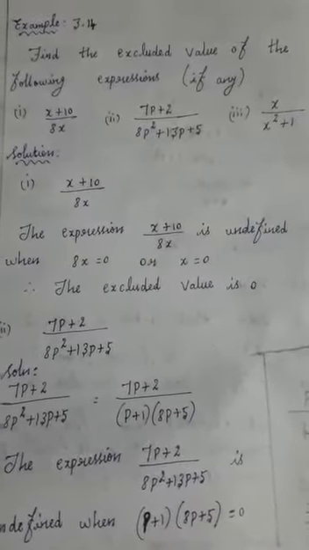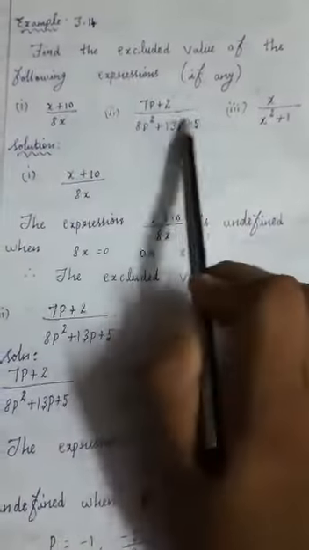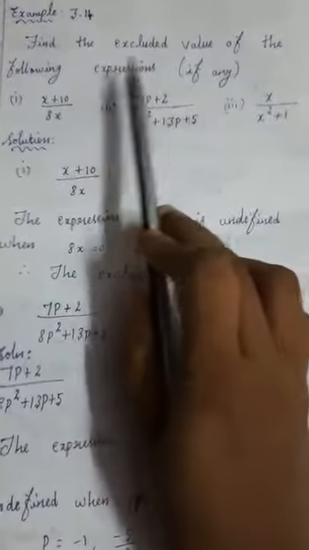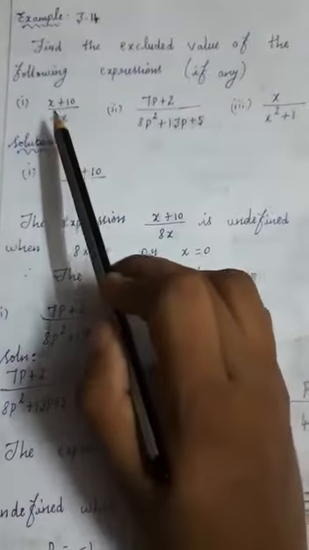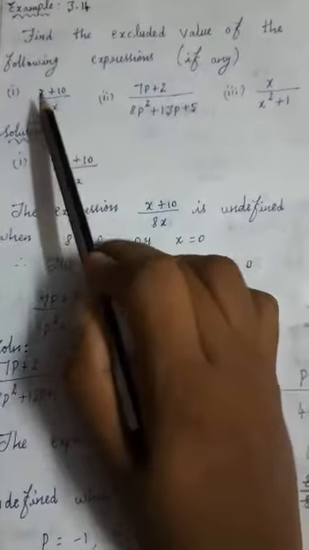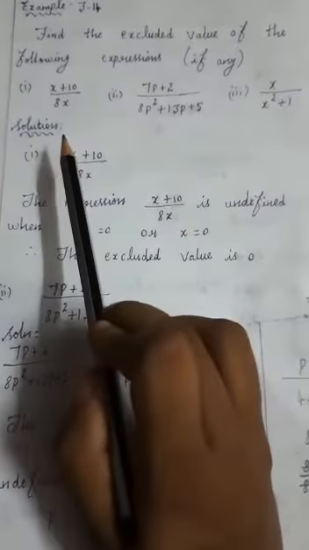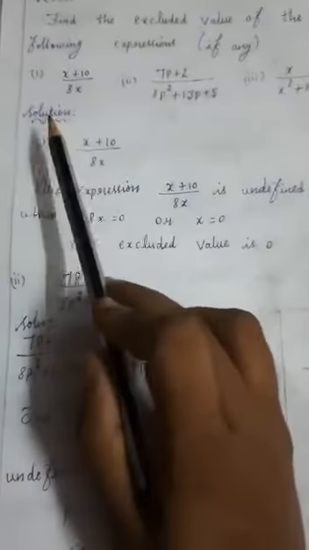Now let us see example 3.14. Find the excluded value of the following expressions. They have given 3 questions. We already know that the excluded value is the value that, when substituted, makes the denominator 0, so that the expression is undefined. That value is called an excluded value. Now see the solution.